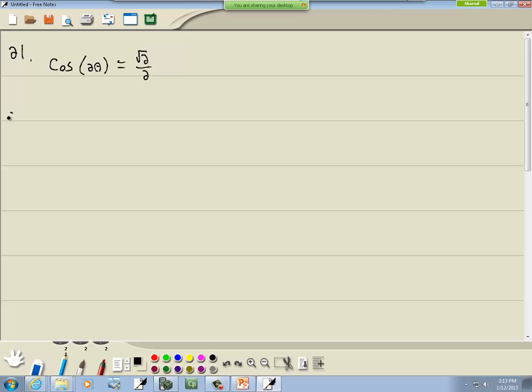And so let me write cosine is equal to square root of 2 over 2, a few times. One more. Cosine is equal to square root of 2 over 2. Why did I do this many? We'll get back to that. So we're looking on our unit circle where cosine, which is our x, is equal to square root of 2 over 2.